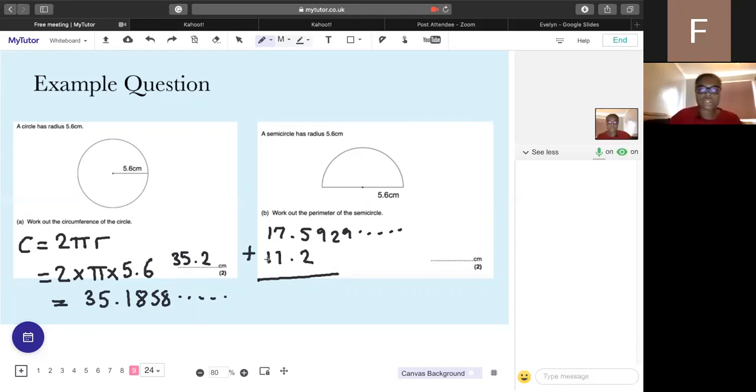So what you should get is 28.7929, and it goes on, and that will be your perimeter of the semicircle. So leave it to at least 1 decimal place. So you've got 28.8 centimeters, and that would be your answer for the perimeter of a semicircle. So hopefully this makes a little bit more sense.